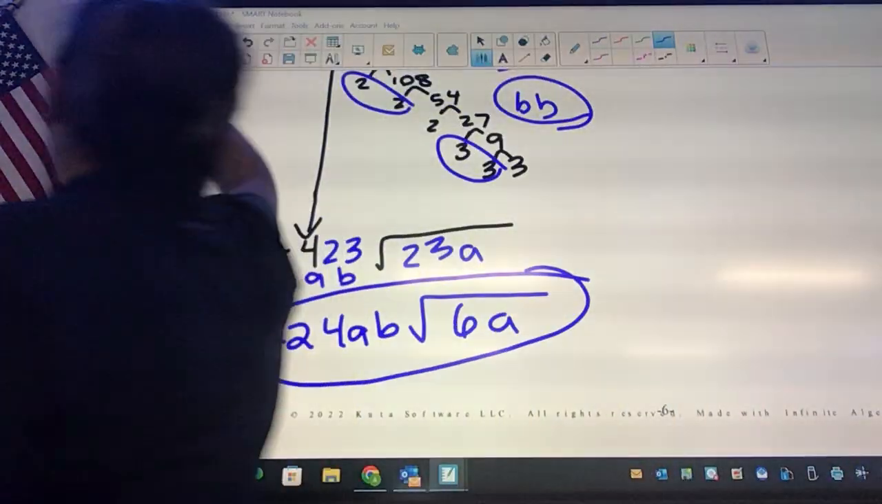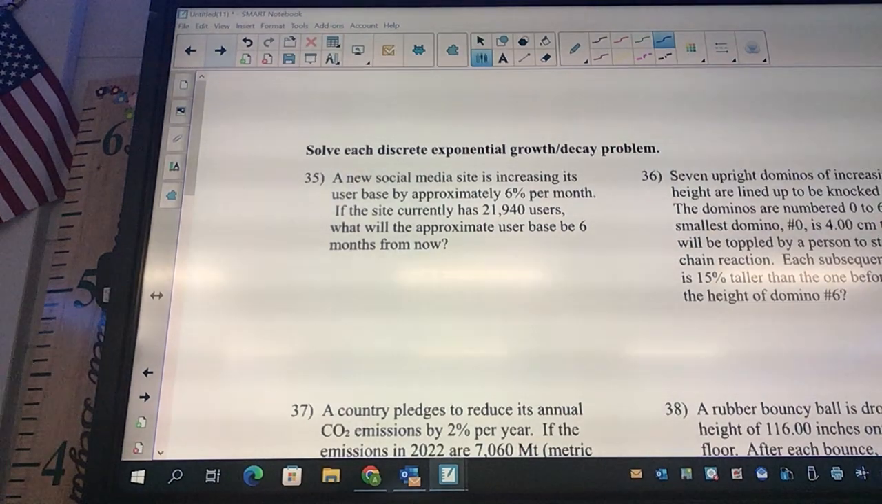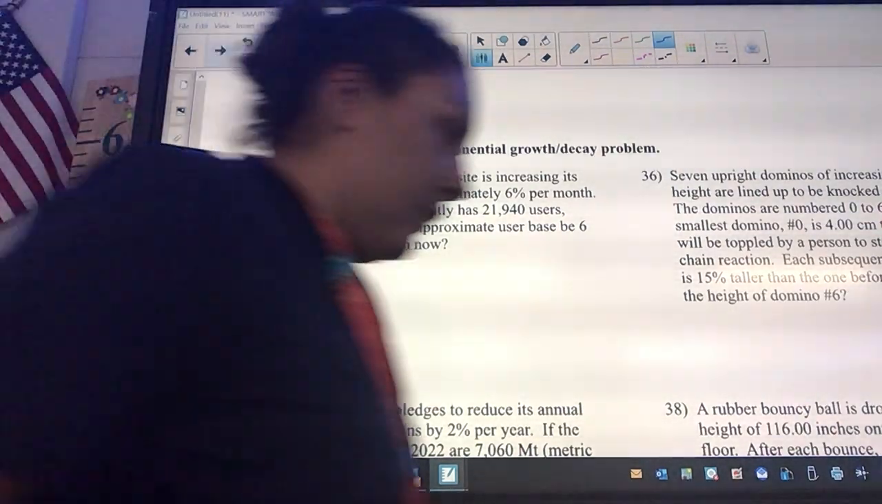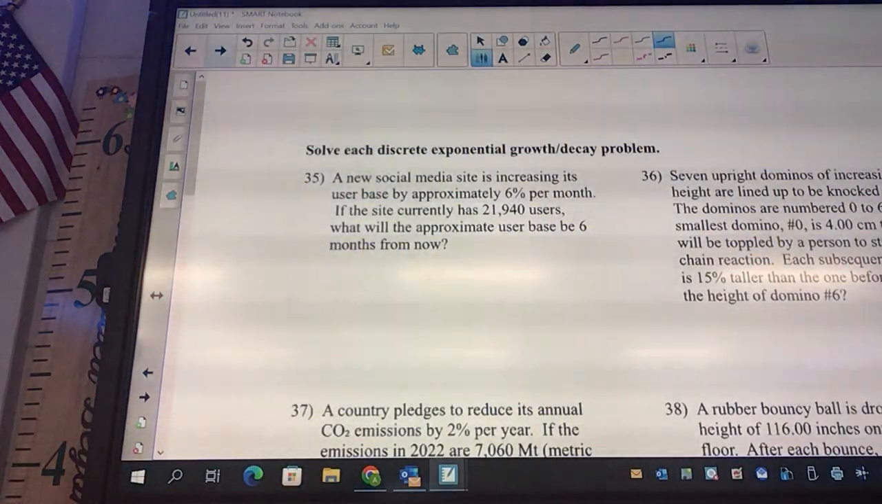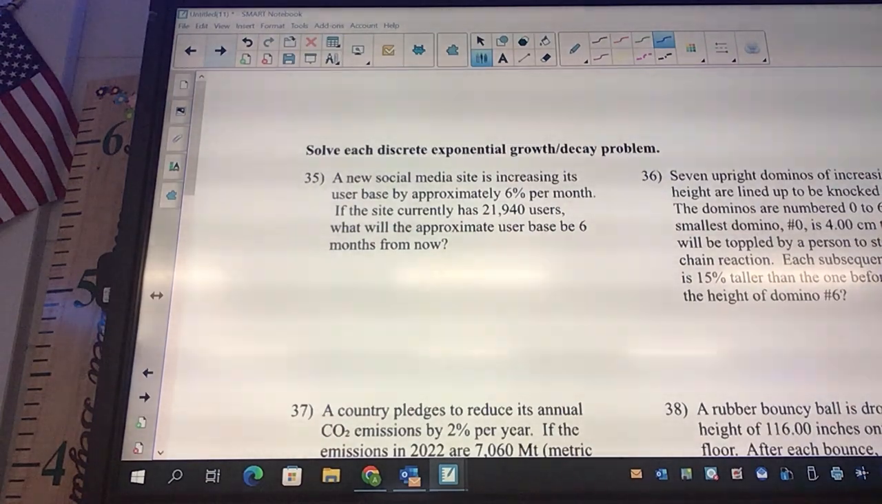Okay, the next page is about exponential growth and decay. I hate this. Oh, this is the one where it's like inflation, right? Kind of. Or interest. I remember doing this section.